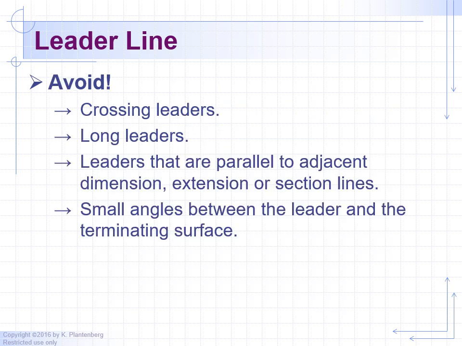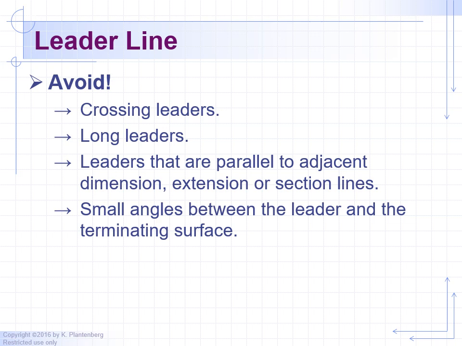So oftentimes you have multiple leaders on an object, and you want to make sure it's clear what they're associated with. So one thing to avoid is crossing leaders, right? So you have multiple leaders, make sure that they don't cross each other. You don't want very long leaders. You don't want them to extend a long distance off the part. That makes it kind of challenging to follow. You also want to make sure they don't get confused with other dimensions. So you want to avoid any leaders that are parallel to dimension lines, extension lines, or section lines. This is usually done, by the way, by using an angle on the leader.